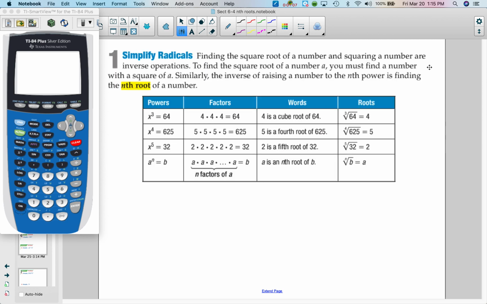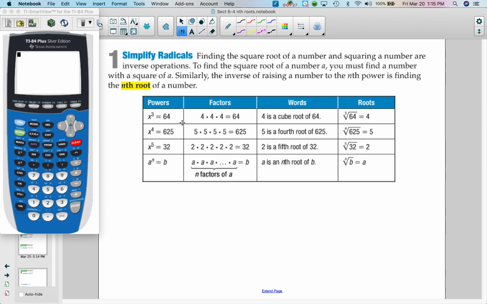So for simplifying radicals, I'm just going to read through this. Finding the square root of a number and squaring a number are inverse operations. To find the square root of a number a, you must find a number with a square of a. Similarly, the inverse of raising a number to the nth power is finding the nth root of a number.